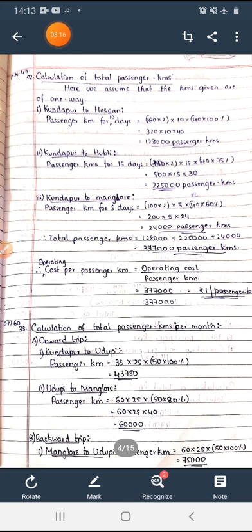Okay, this is about the problems under operating costing. Only the distance, the number of trips and the capacity, these things need to be multiplied, then we will get the answer.